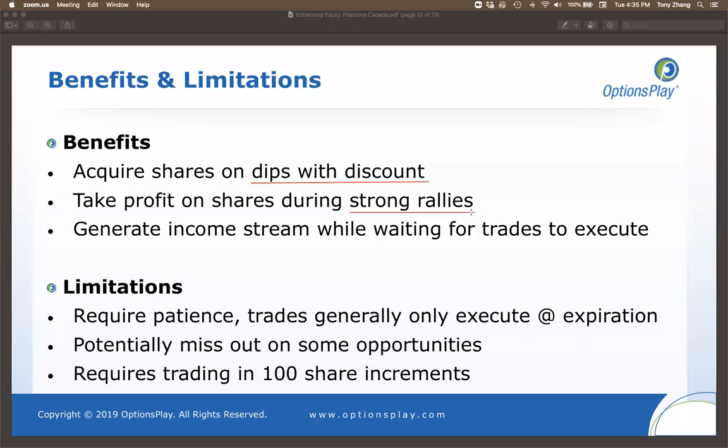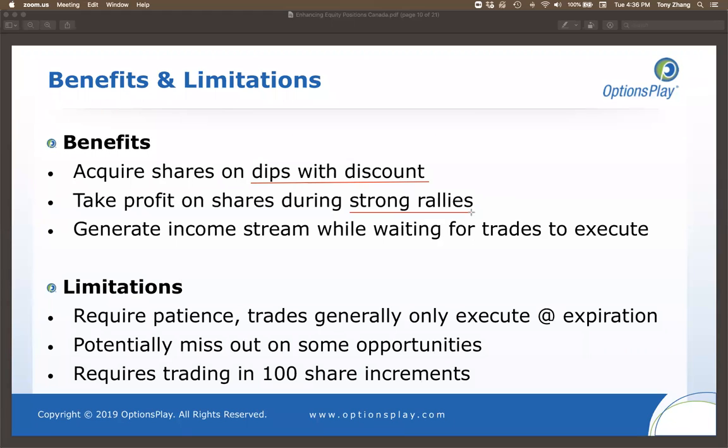And lastly, the goal here is to allow you to generate a consistent income stream while waiting to purchase the stocks that you want to purchase and while waiting for those stocks to appreciate in value to a point where you're comfortable selling those stocks off. So those are the main benefits of using these strategies. However, there are some limitations. It's important to understand what those limitations are before you start executing these strategies.